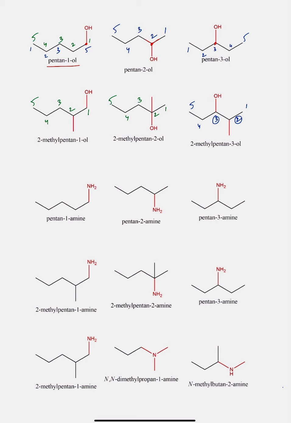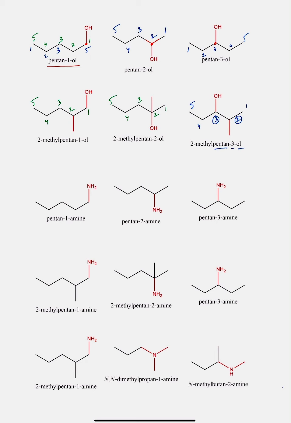So according to this numbering, what is the name of this compound? The name is pentan-3-ol because OH is attached to carbon 3, and there is a methyl group on carbon 2. So that gives you the substituent 2-methyl.